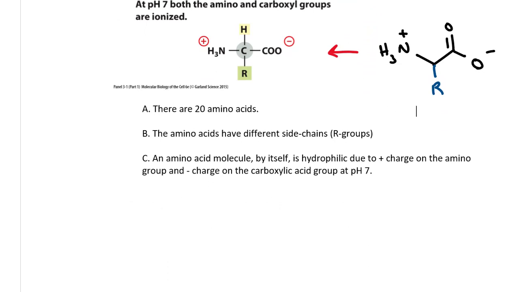So there are 20 amino acids. The amino acids have different side chains. An amino acid molecule by itself is hydrophilic due to the plus charge on the amino group and a minus charge on the carboxylic acid group at pH 7.